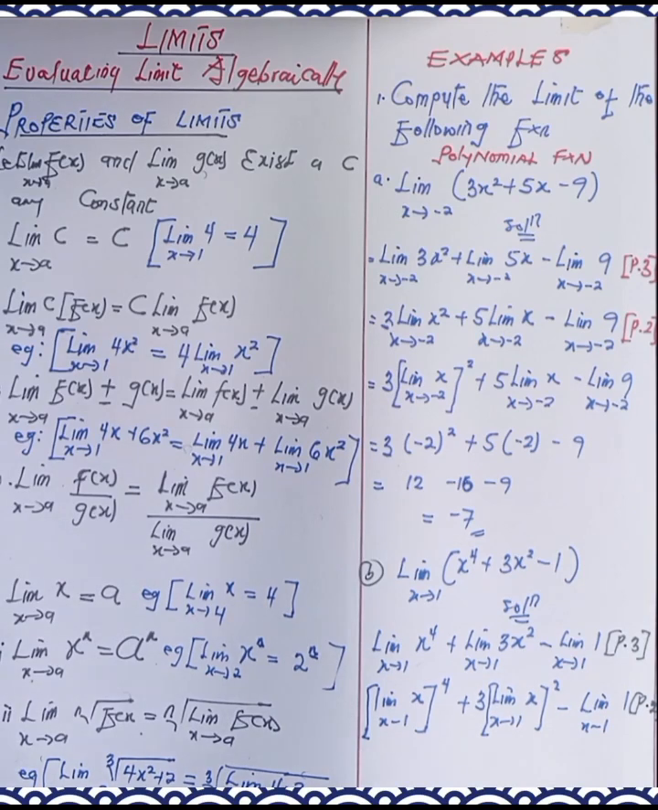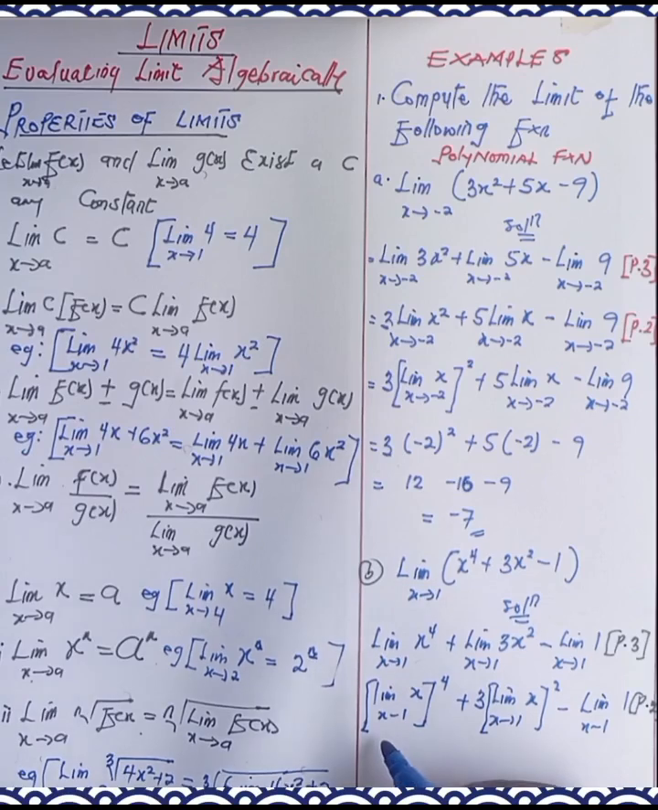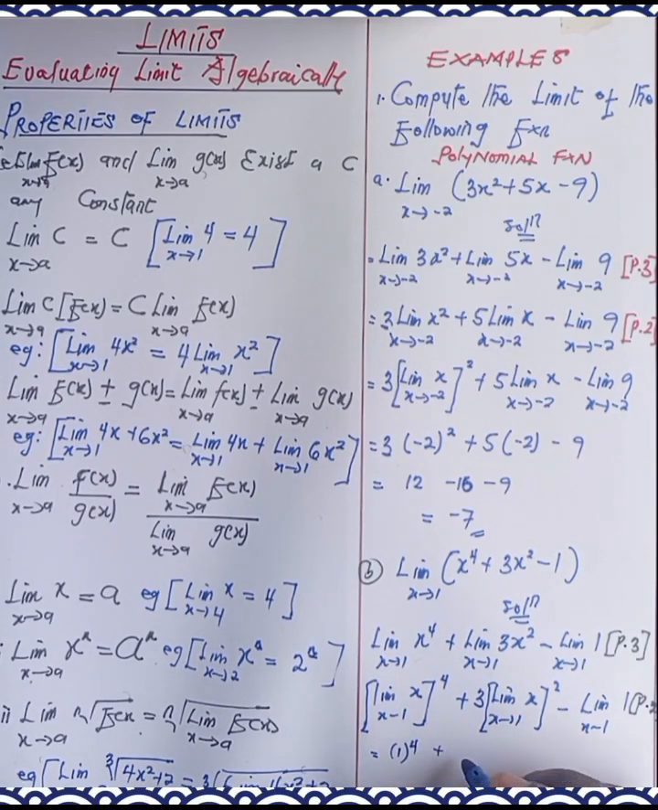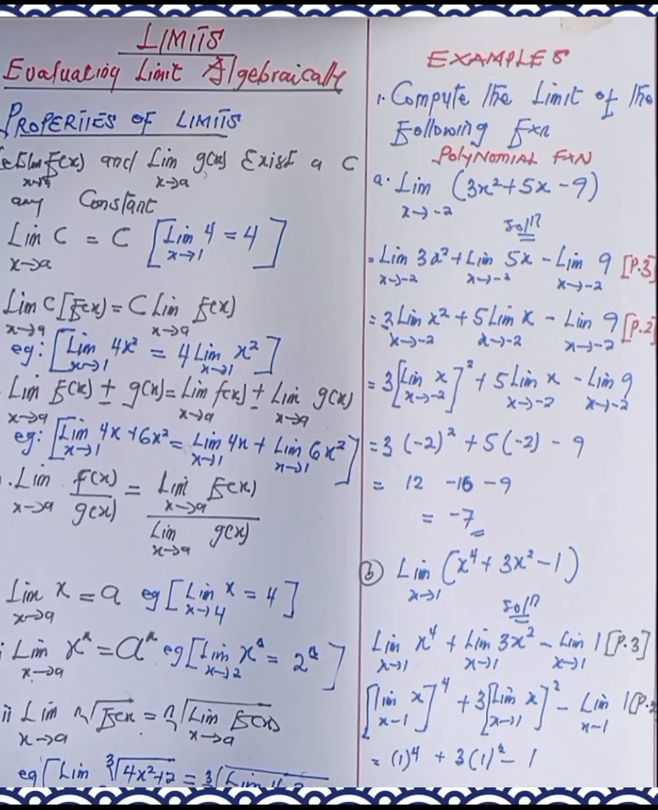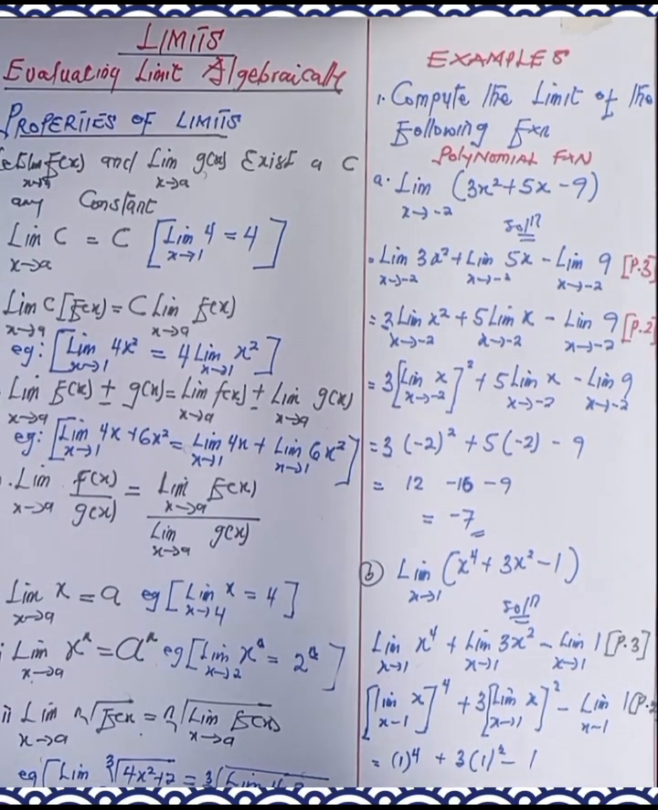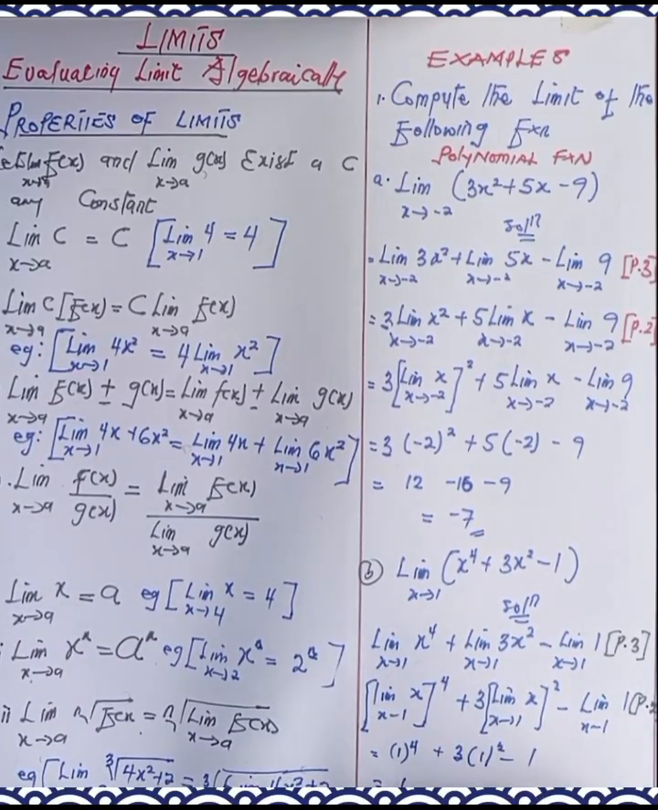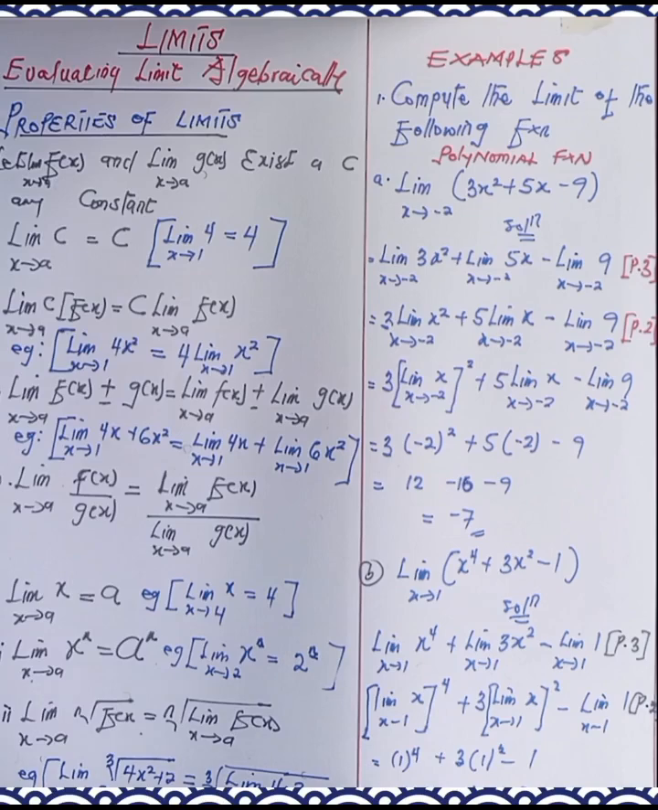Now from here, we can just take the limit. So the limit of a linear function x is equal to the value x is approaching. So we are going to get 1 exponent 4 plus 3. This is also giving us 1 exponent 2 minus the limit of a constant is equal to the constant. So we have 1. So we are getting 1 plus 3 minus 1, and this is giving us what? 3, and that is the limit of this function.